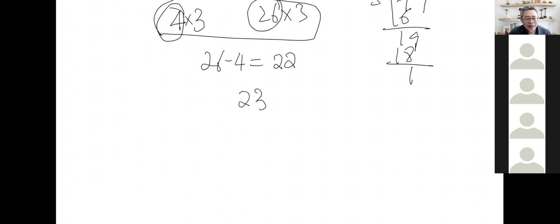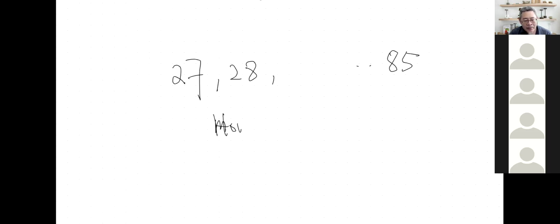Okay. All right, now I have you do a problem here. Now we're looking at 27, 28, all the way down to 85. We are looking at how many multiples of 5. Nancy, what's your answer?